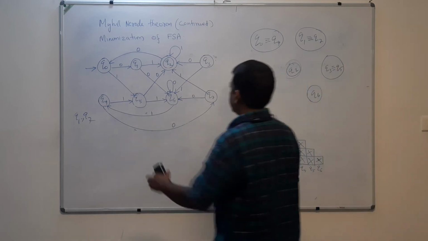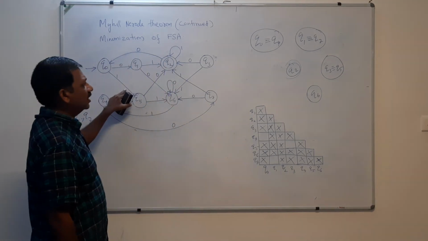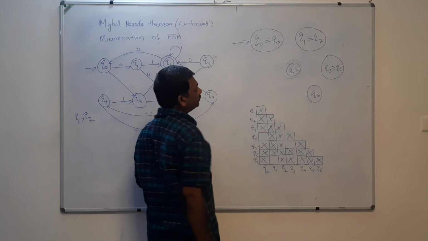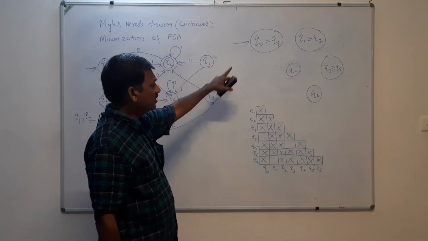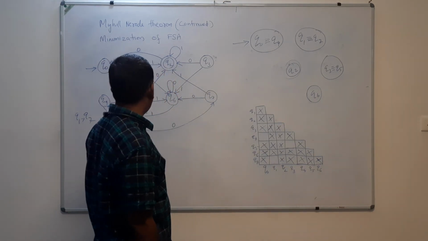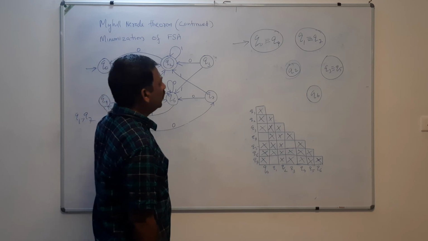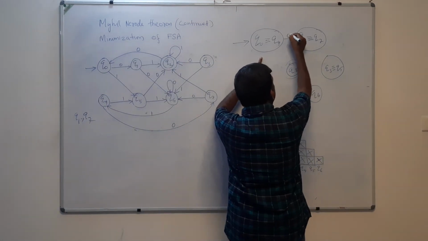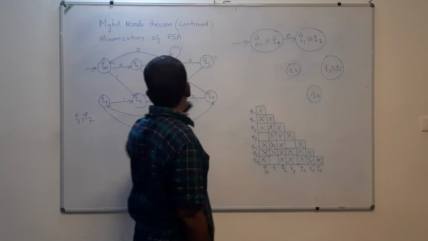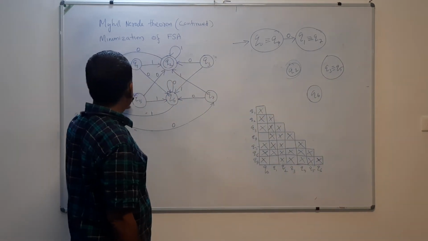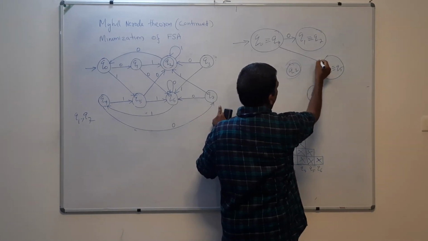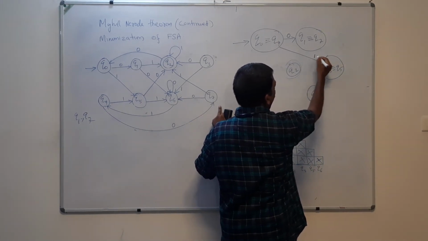Now you are going to rewrite this. Here Q0 is the start state. Starting from Q0, what is Q0 on 0? Q0 on 0 it is Q1. Q1 belongs to this. And what about Q0 on 1? Q0 on 1 is Q5.